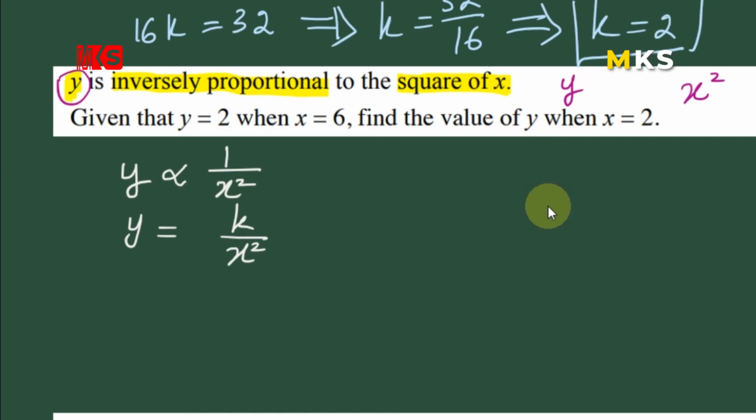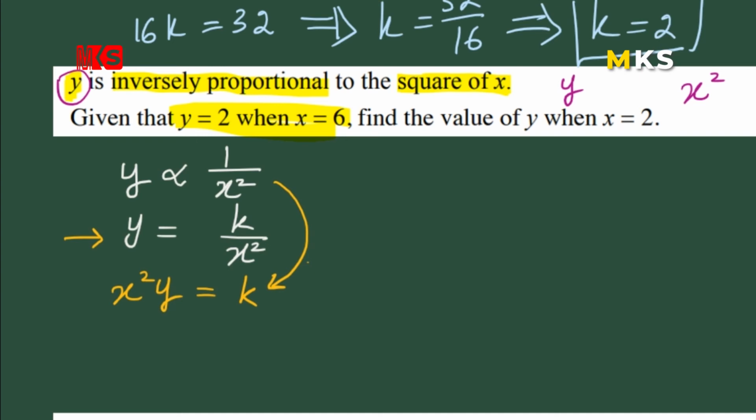Third, by using the given pair of values of x and y, which you can see here, given that y is 2 when x is 6, we will find the value of k. There could be another way of writing this equation, that is the product of both quantities equal to a constant, which is actually the same thing as we do in algebra. When the term in the denominator is shifted from one side of the equation to the other side, it multiplies the term on the other side.